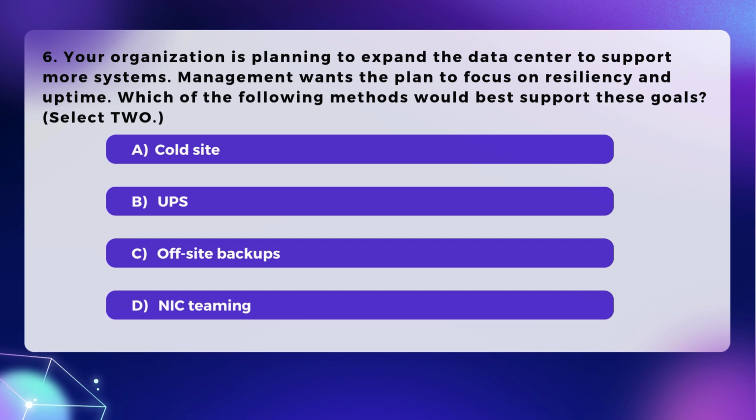Your organization is planning to expand the data center to support more systems. Management wants the plan to focus on resiliency and uptime. Which of the following methods would best support these goals? Select 2. A. Cold site. B. UPS. C. Off-site backups. D. NIC teaming.